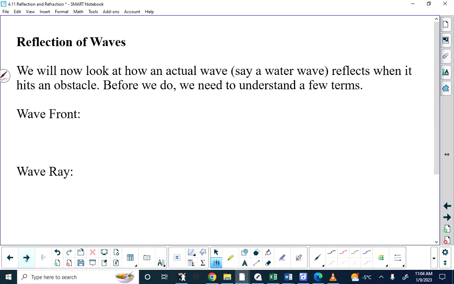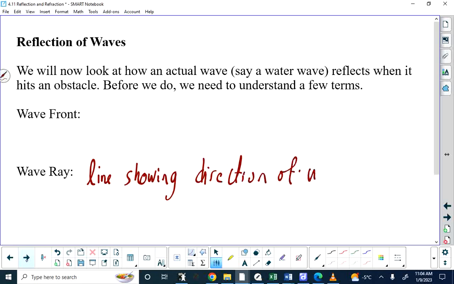But we have to talk about something called wave fronts and wave rays. And now things start to get a little bit more abstract. First of all, a wave ray is a line showing direction of wave motion. Are you with us? Okay, just checking. You okay? Yep. It's a line showing direction of wave motion. And it's not what the wave actually looks like. It's just a line that you draw saying the wave is traveling that way.